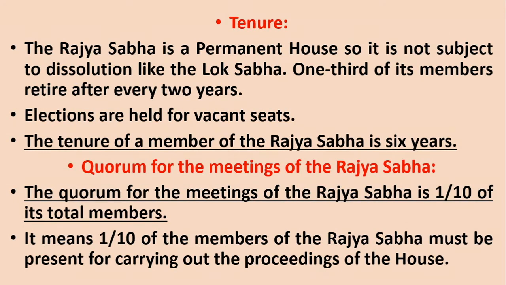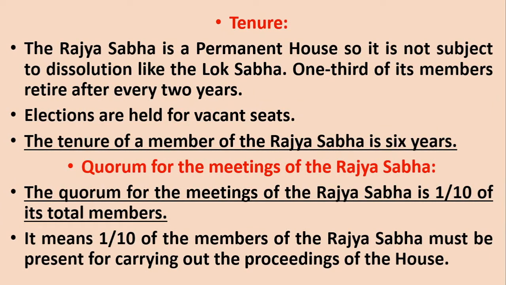And where are the elections held? These are held in the concerned states. For the members who leave the house, the election will be in the state to which they belong. Okay. The tenure of the members of Rajya Sabha is 6 years.